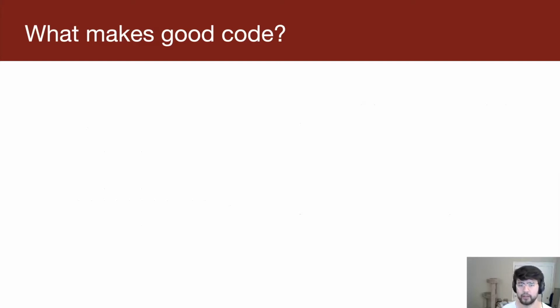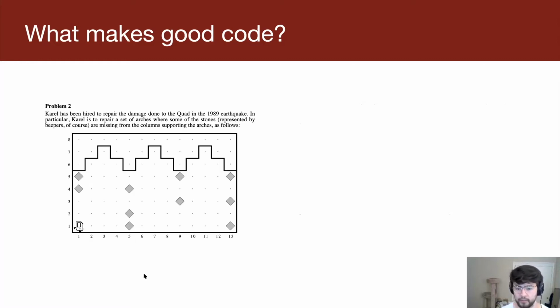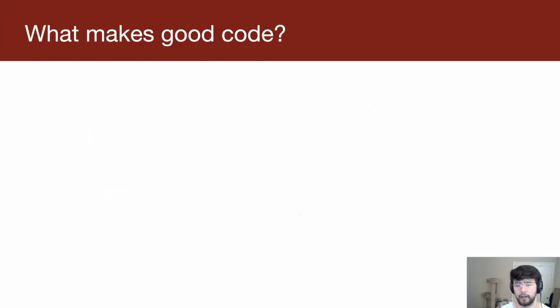And we try to drive home this idea of pre and post conditions. You have your preconditions, which are conditions that are supposed to be met before the function starts running, and post conditions, which are supposed to be met once the function is finished. So the post condition of repair column might be that Carol is facing south, or it might be that Carol is facing east. Whatever it is, it just has to be consistent. We have to know, looking at this, okay, after repair column, Carol's going to be facing a certain way. That means that move to next column can expect that Carol is in that position, and can put the appropriate rotate or move commands in order to make this work.